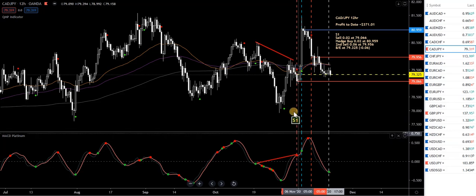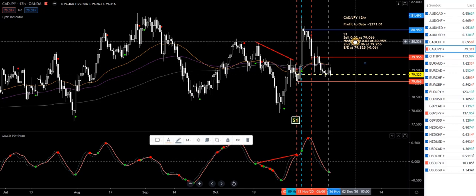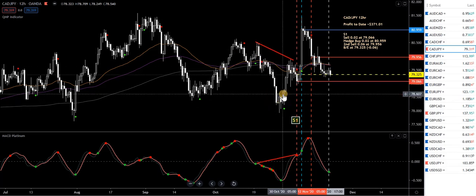We're in the one sequence: sell, hedge buy, second sell. Read the notes, pause the video, you can see the trades there. Making good money on this. It's a nice pair to trade on the 12-hour charts.